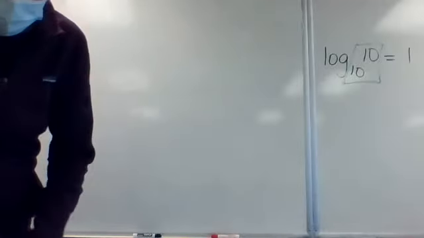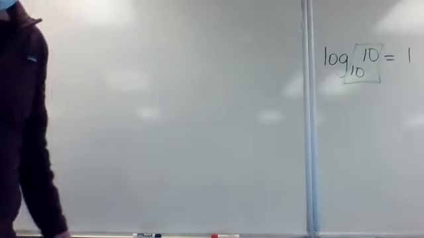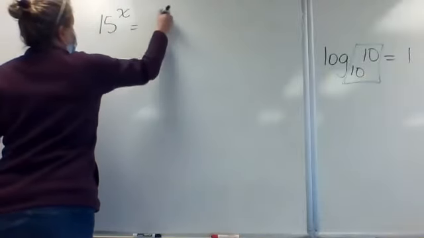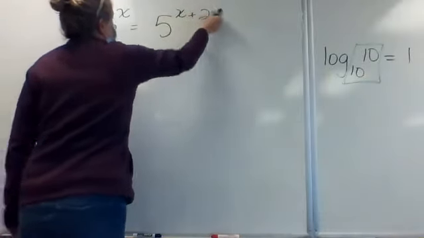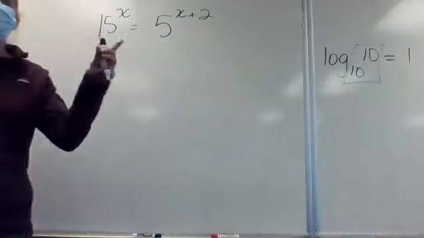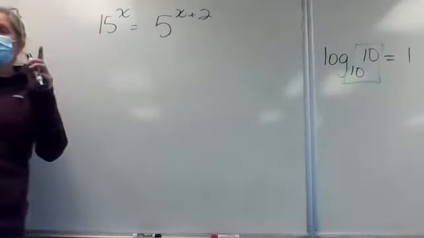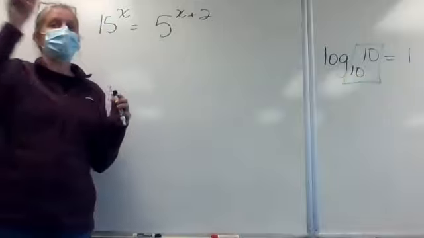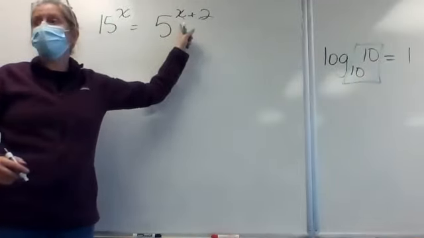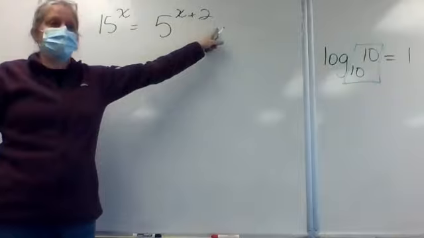All right, what about this? 15 to the x equals 5 to the x plus 2. So, on that last one where you said, is it safe to assume if there's x's in both the exponents that the answer is going to be 0? Yes, unless there's more than one term in the exponent.